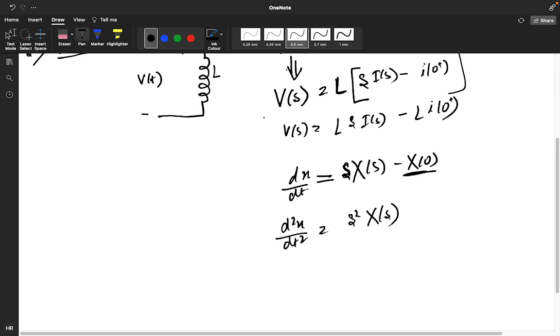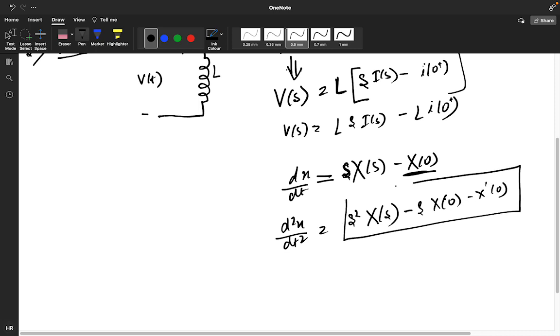So have you studied these things in your BTech? What are the initial conditions of d square x by dt square? Have you studied these things? Yes, sir. So what initial conditions are we getting? S square X of S minus S x of 0 minus x dash of 0. This is the function we will get.